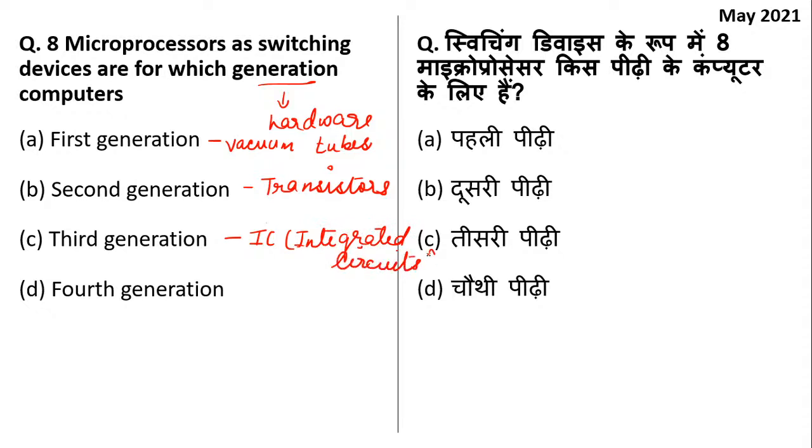And the last and final, the fourth generation computer, uses the microprocessor. Okay, got it? So this is also very important, that you should know in which generation computer which type of hardware device was used. Okay, right answer is D.